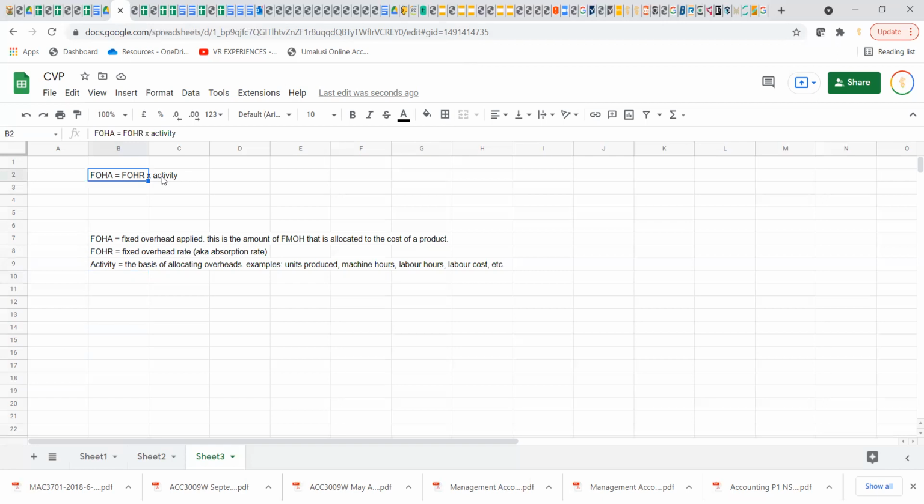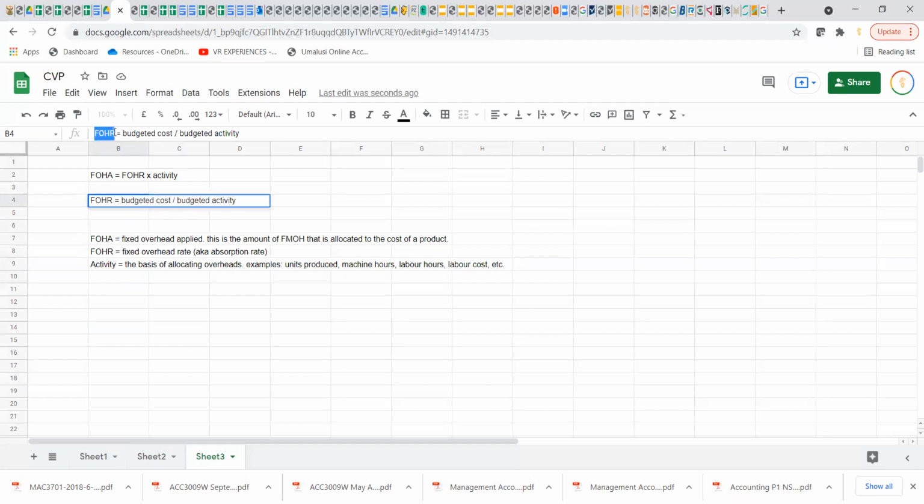Now, fixed overhead rate times activity. We know what the fixed overhead rate is. It is 40 Rand. What is the activity? The activity is the number of machine hours. That's how we're going to calculate the total fixed manufacturing costs. Now remember, how do you get the fixed overhead rate? Fixed overhead rate equals budgeted costs divided by budgeted activity. Okay, so it's simply budgeted costs divided by budgeted activity.